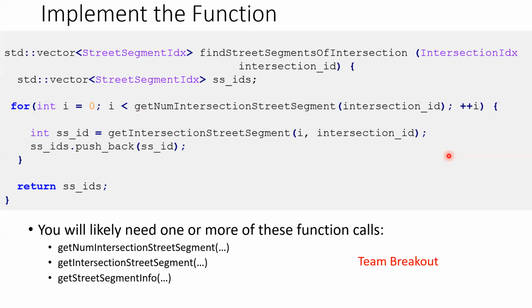So let's continue. Your code will most likely look like this. We do a for loop, and we do i equals 0 to get non-intersection street segment with the intersection ID. And within the for loop, we run the get intersection street segment with i and the intersection ID and push back into the vector. Then return the vector.